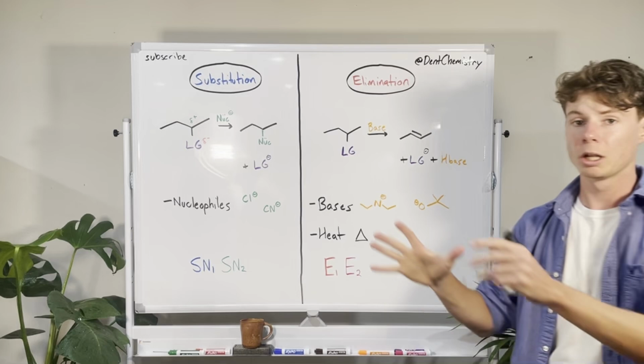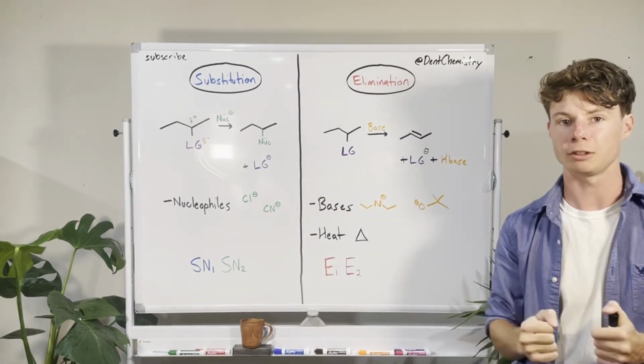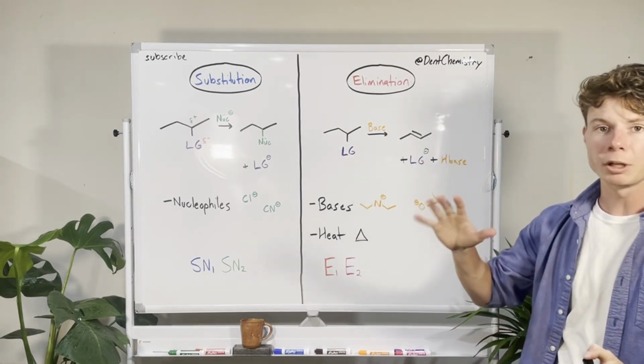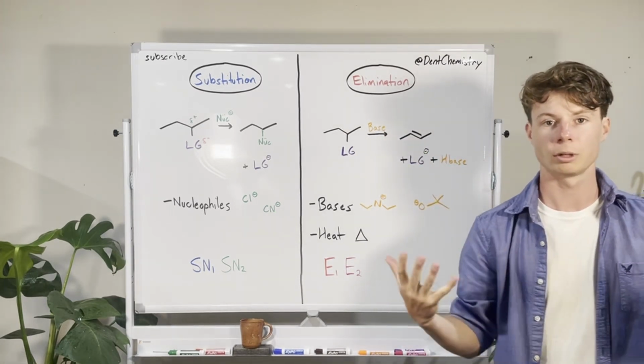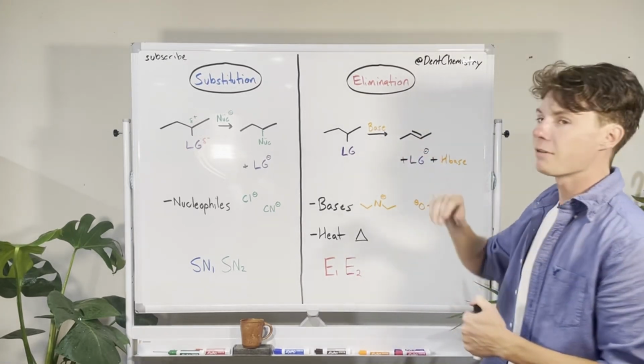Elimination. Okay, so in substitution we had nucleophiles. In elimination we use bases. I'm going to have a base. I'm going to have a leaving group here. The leaving group's going to leave, of course. Another well-named thing in organic chemistry, kind of rare. I'm going to have a base.